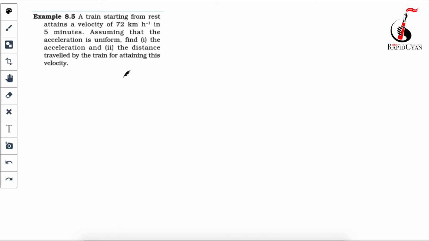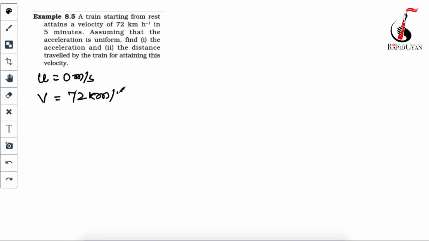So in this case, what you are seeing: a train is starting from rest. Starting from rest means its initial velocity, denoted with the letter u, is equal to 0 meter per second. Why am I writing meter per second? Because the SI unit of velocity is meter per second. It attains a velocity of 72 km per hour, means final velocity is equal to 72 km per hour.